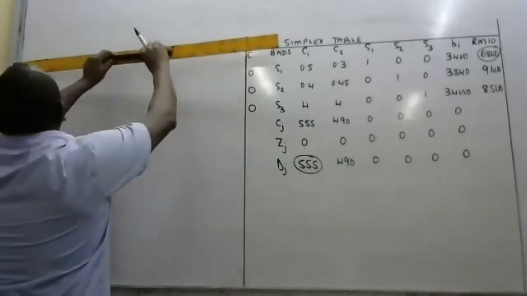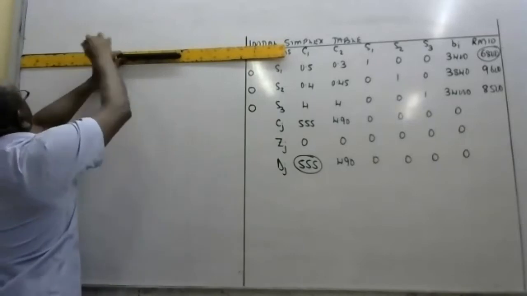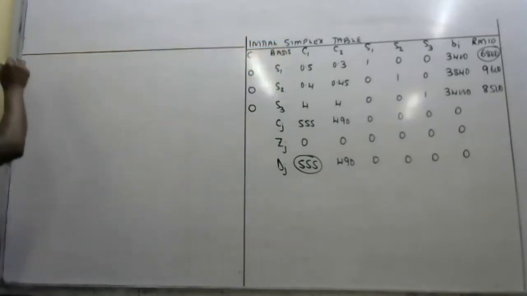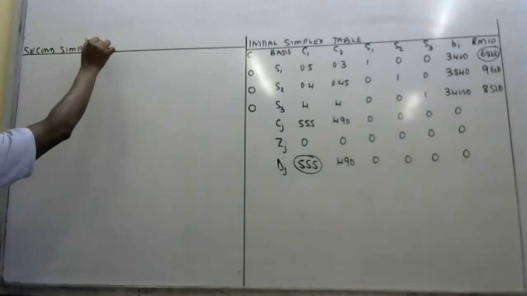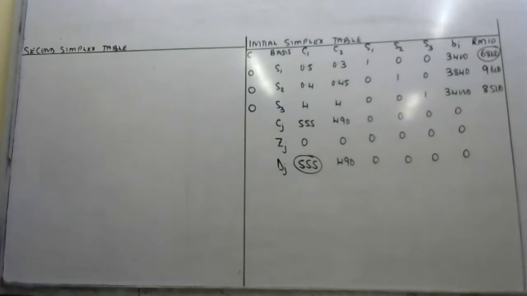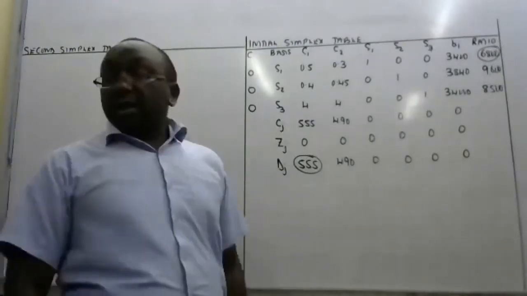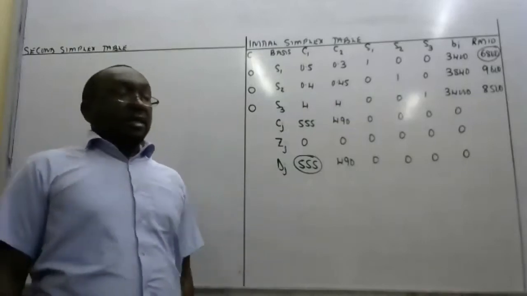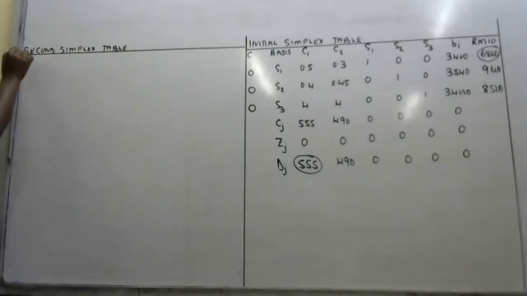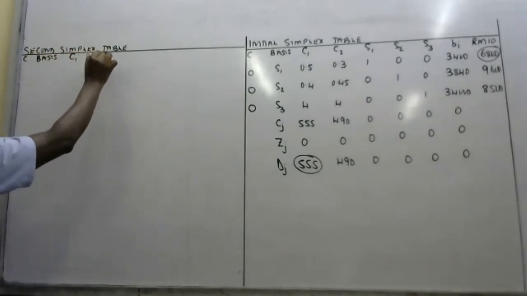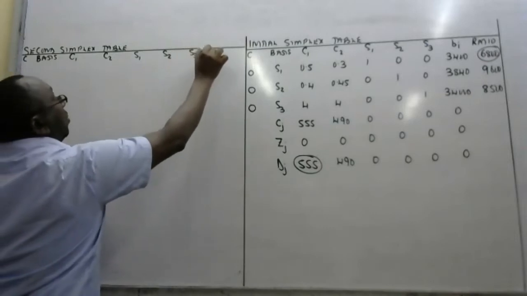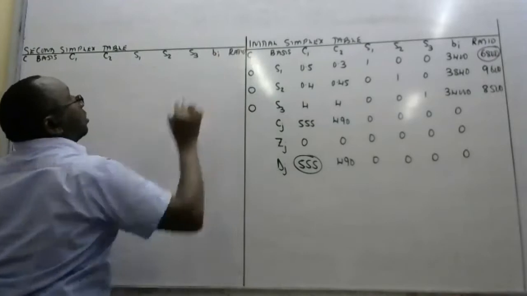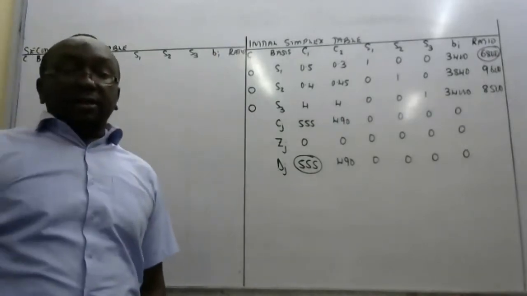So let's come here and create the second simplex table. I told you the columns will always remain, the titles of the columns as you designed them at the beginning. So see there: we have basis, then C1, C2, S1, S2, S3, BI, and then ratio.